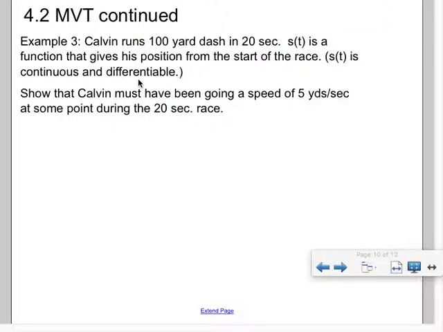So in this video, we're going to continue with the mean value theorem, lesson 4.2. We just have a few examples we're going to go over of how the mean value theorem is used. Here we have a word problem.